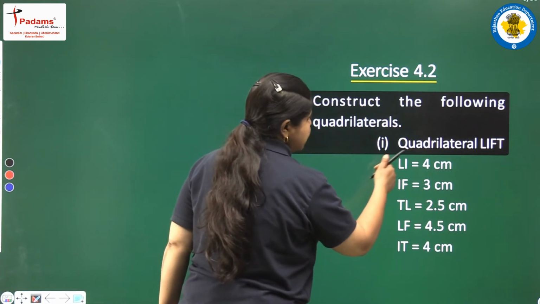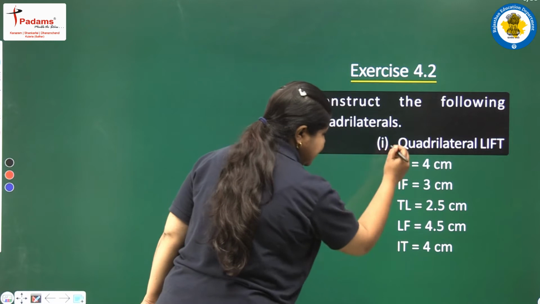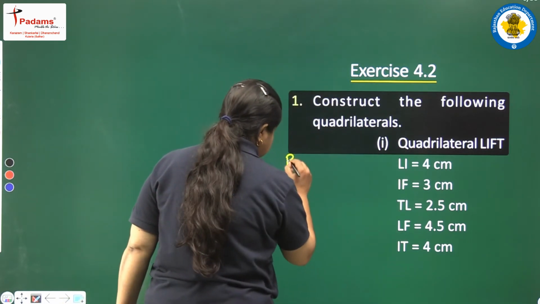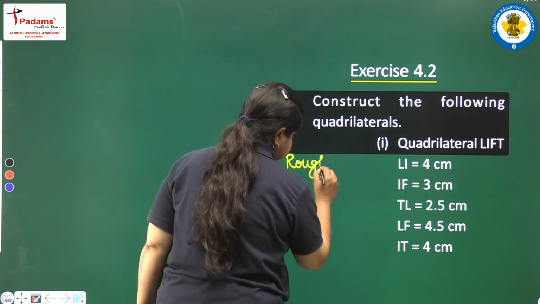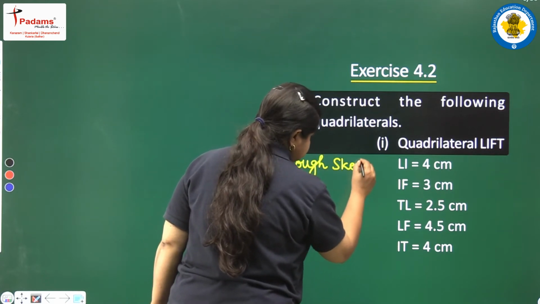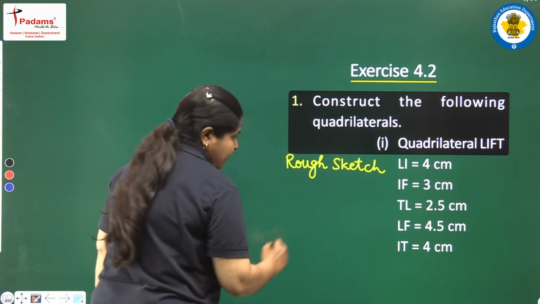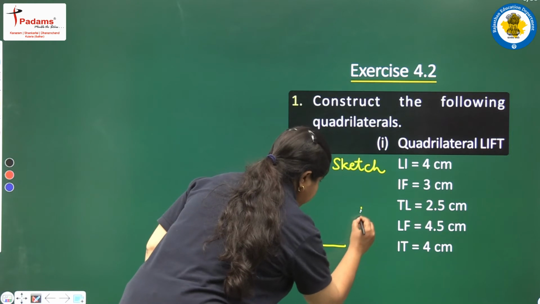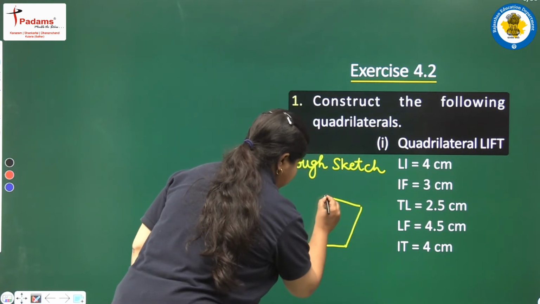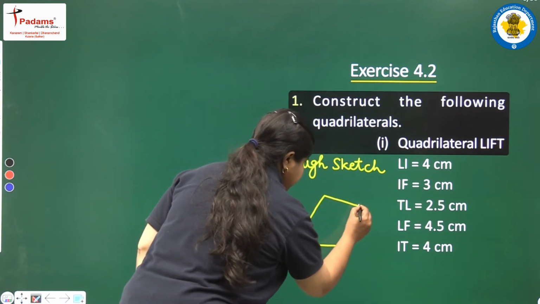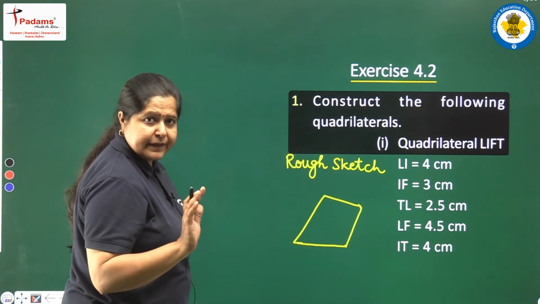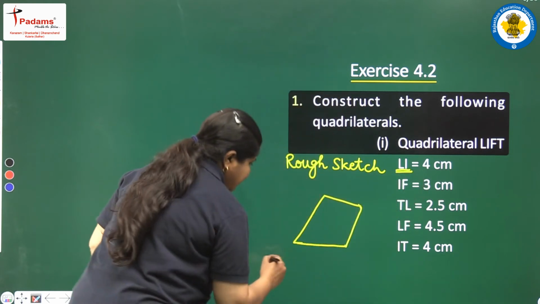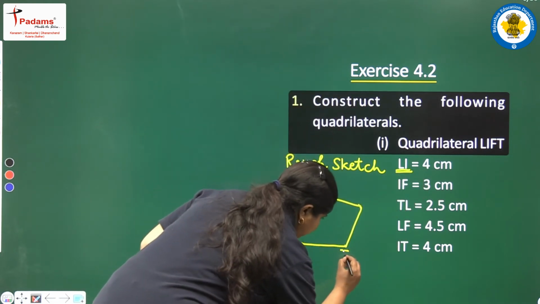Construct the quadrilateral LIFT and these measurements have been given. So first of all, we will draw its rough sketch. For this, what we will take is, in this way you can draw in any way a rough figure. Let us name it LI. I know this line segment. So let me take LI at the bottom.